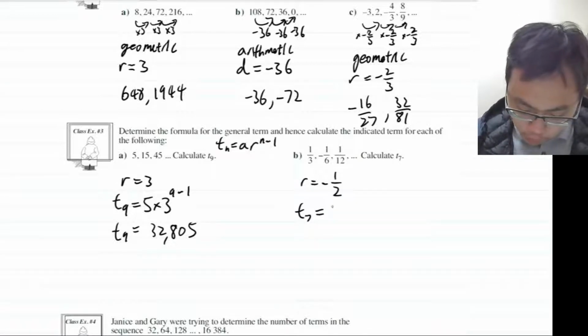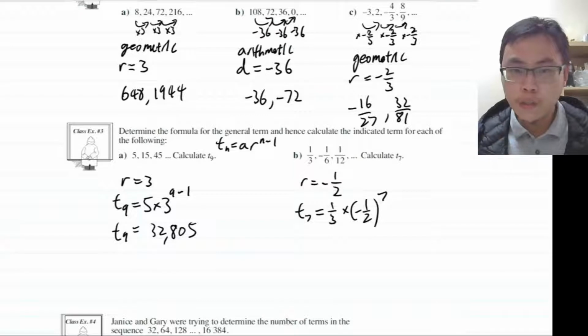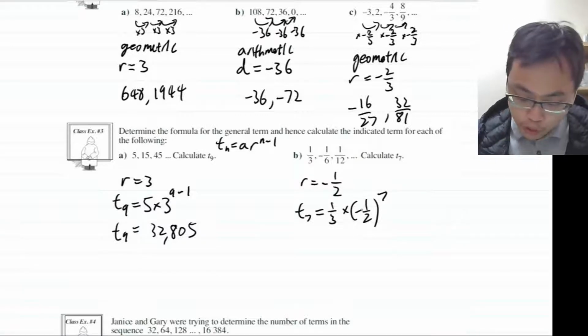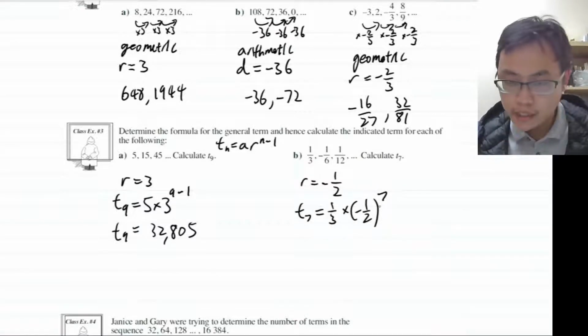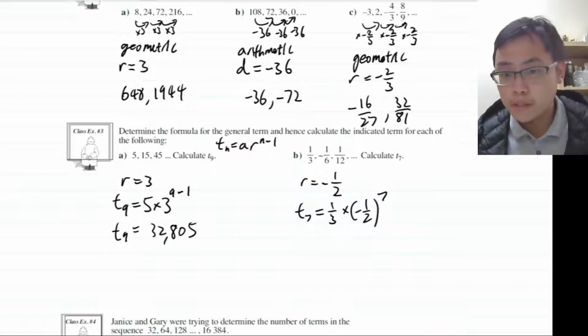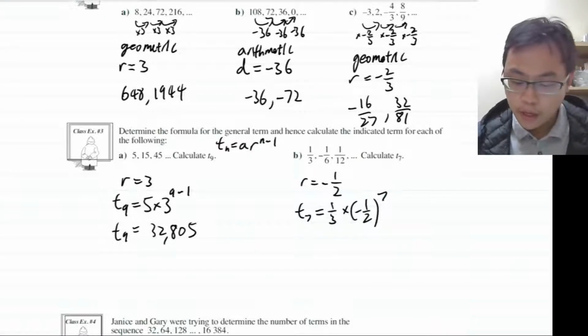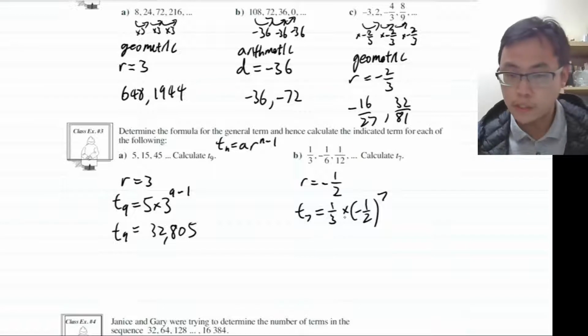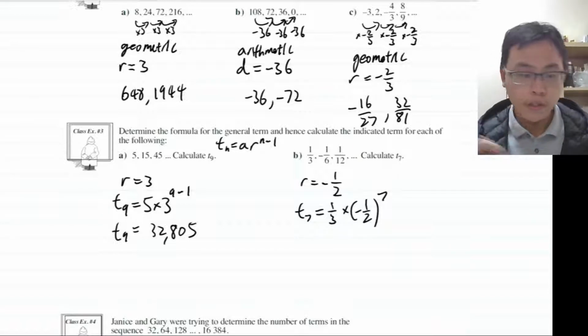T7 is the first term, 1 over 3, times the common ratio, that's negative half, to the power of 7. Okay, so make sure when you put this into your calculator, you do need to put the negative symbol inside the bracket so that you don't make a mistake, okay? Or else if you leave it outside, if we happen to have an even power, the even power is supposed to make the negative become positive. But if you leave it outside the bracket, it's going to stay negative. Okay, so you have to keep that in mind.